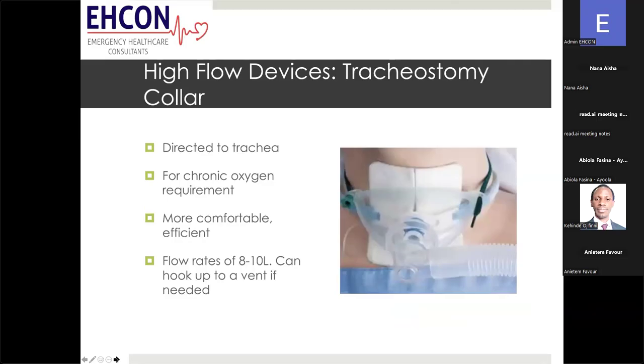So we've extubated them and converted them to a trach. So this is for people who have a chronic oxygen requirement. We are bypassing all of the stuff in the oropharynx. It's more comfortable, it's efficient. If you're going to use a flow meter, you can go 8 to 10 liters per minute, or you can just hook it up to a vent if you need to. And it's just really nice.